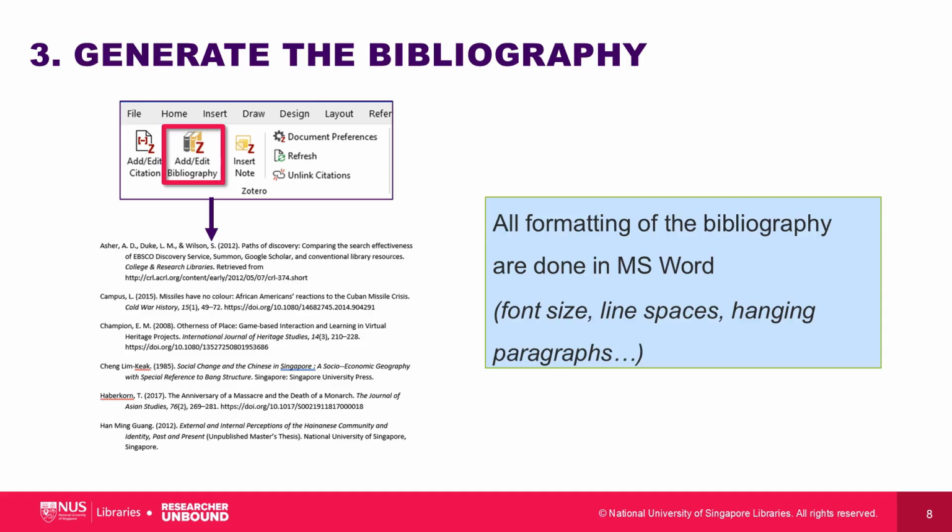Step 3. Generate the bibliography. Once you have some citations added to your document, you can insert a bibliography. Click on the location of the document to add the bibliography and select the Zotero toolbar menu, Add/Edit Bibliography. All formatting of the bibliography is done in Microsoft Word, which includes font size, line spaces, and hanging paragraphs. If you wish to edit the formatting, you can use the usual formatting functions available in Microsoft Word.